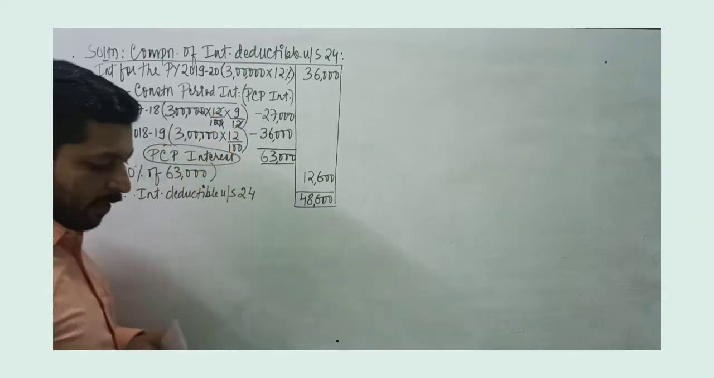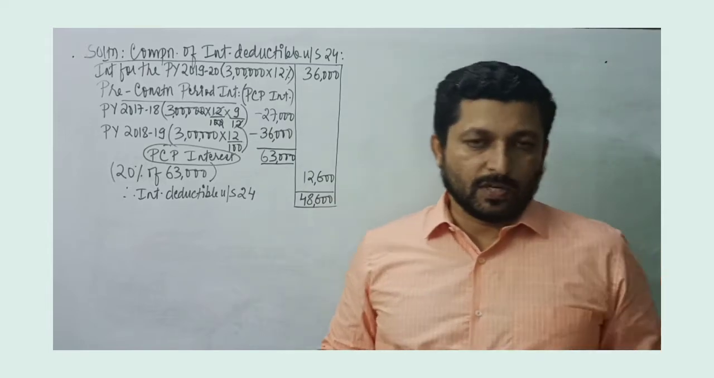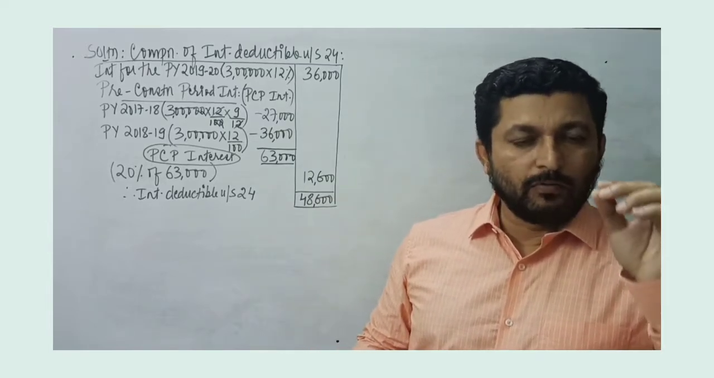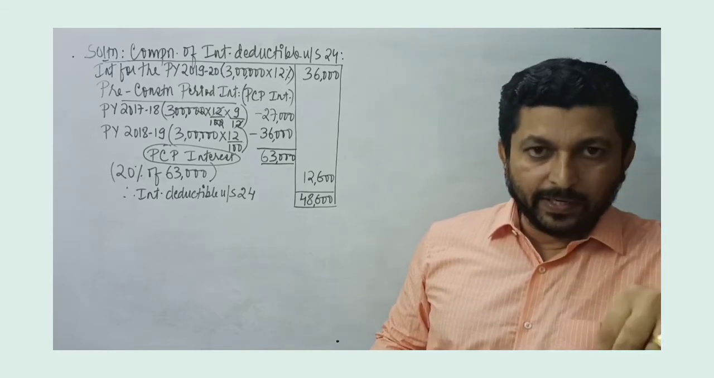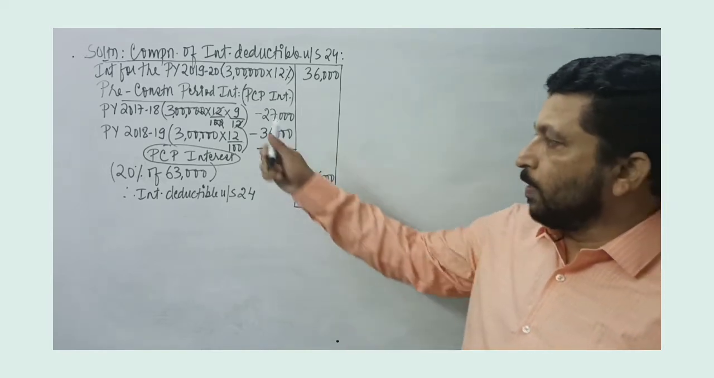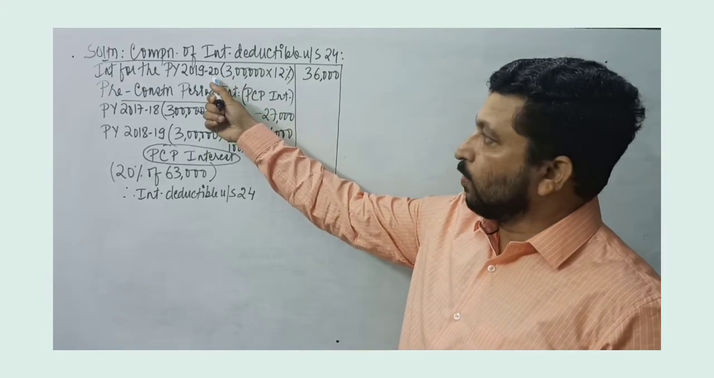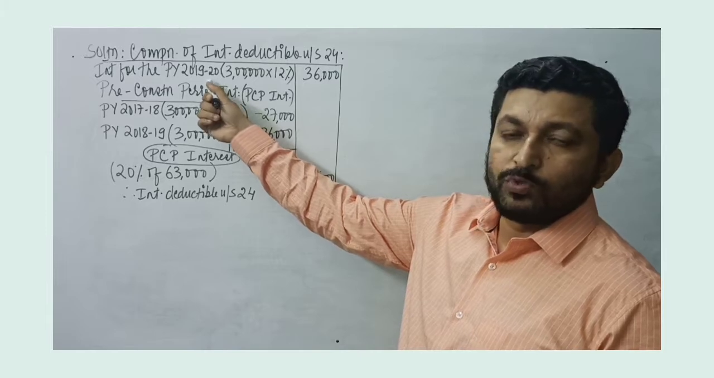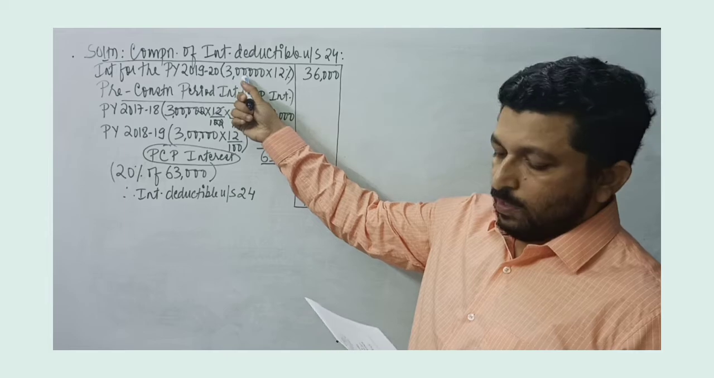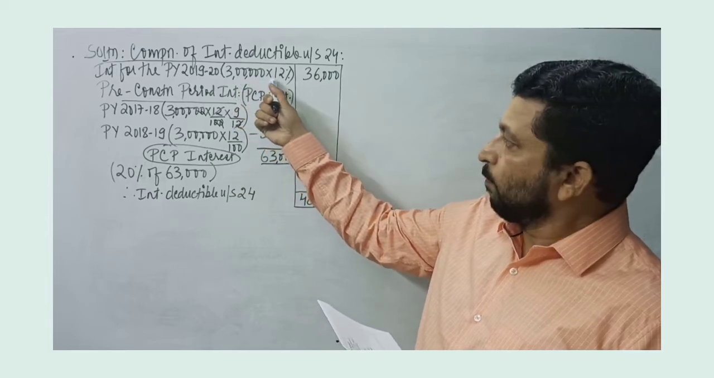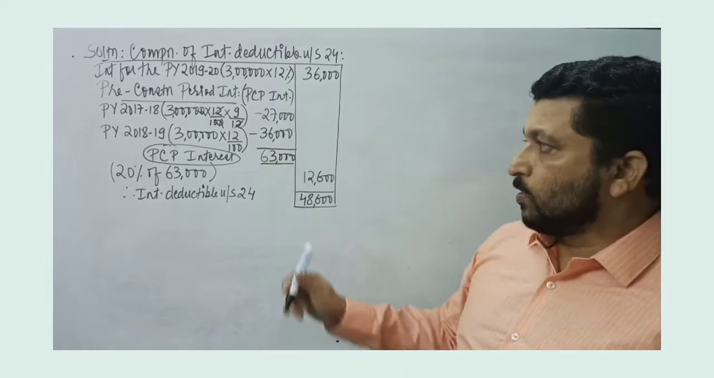So pre-construction period interest is interest for the year the house is under construction. The year in which the construction is completed, that year's interest will not form a part of PCP interest. See, it's given very clearly. The house is completed on 30th of June 19. So 30th of June 19 is the previous year 1920. So full year interest, that is on 3 lakh rupees at 12%, that is 36,000, is deductible. That will not form a part of PCP interest.